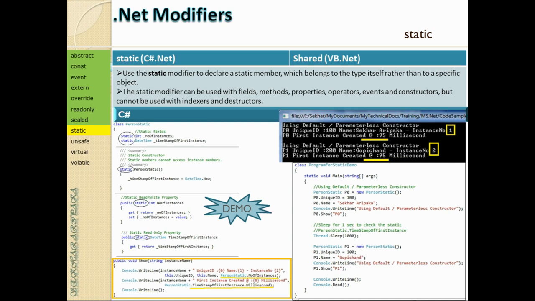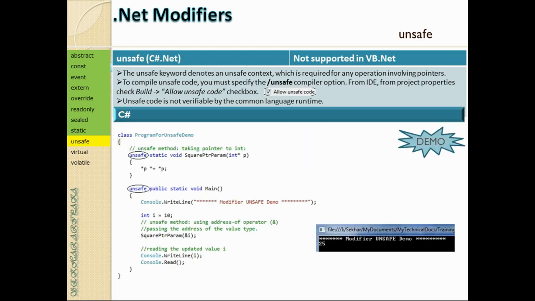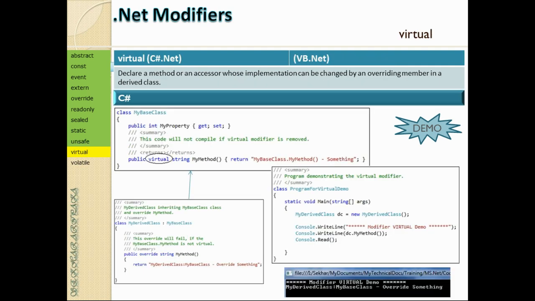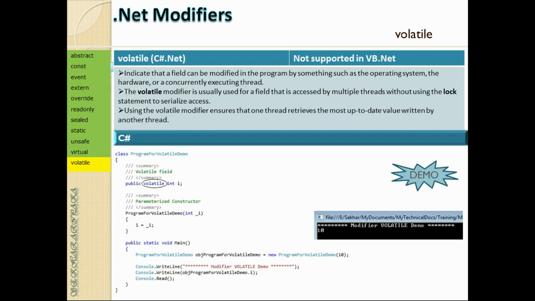And we did see what's a static modifier, and how important it is, and how to create static members and make use of them, and at what all different places we can have a static modifier used. We did see a very good demo as well, and a good example of unsafe code, and the virtual modifier, which we have already seen in the other sessions. And finally, we did see what is a volatile modifier and how it is used. Okay, so with this, we'll continue with the next topics in the subsequent session.